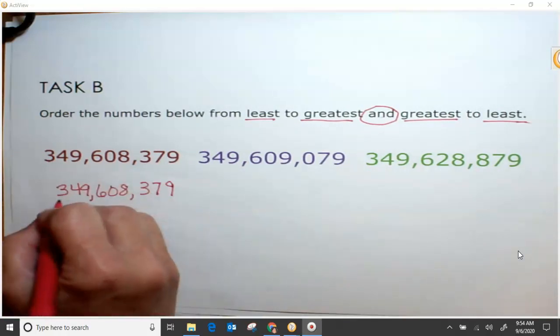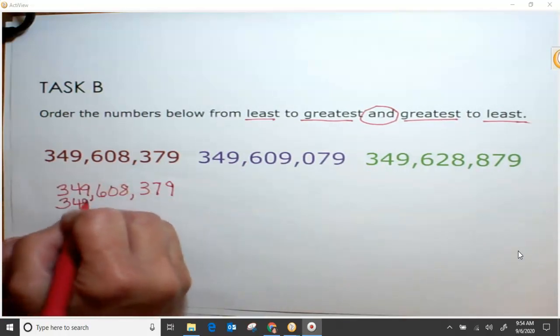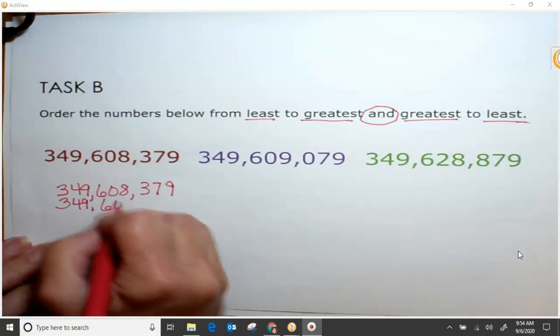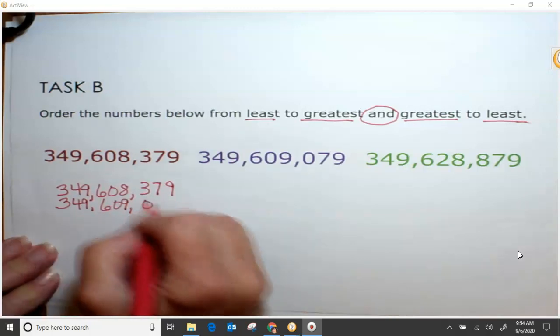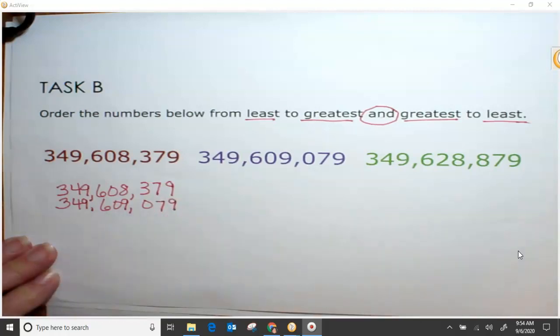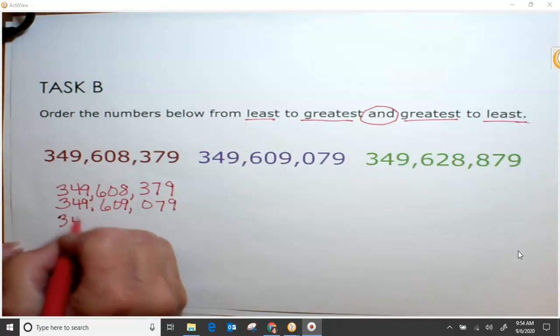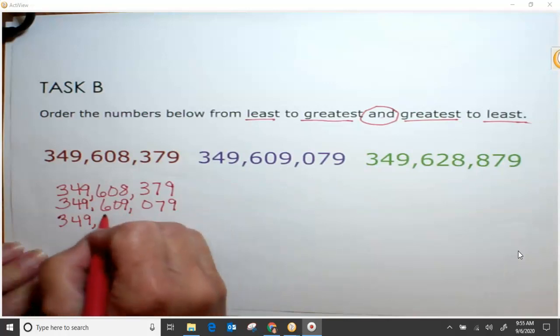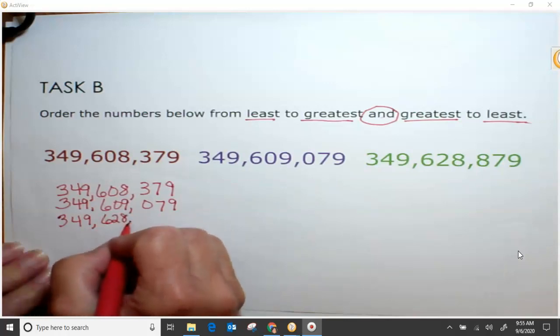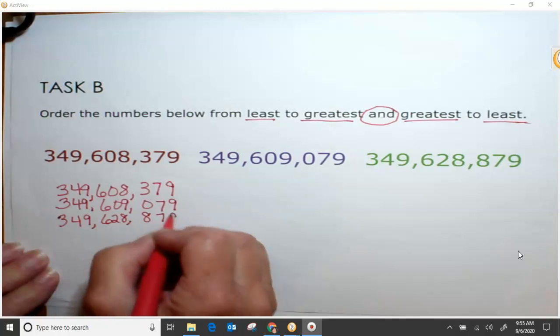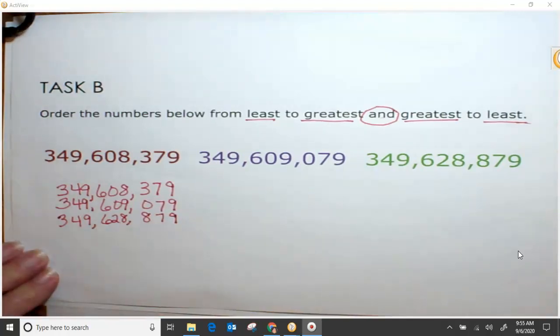349 million 609,079. And then my last one, I'm going to take it and write it underneath this one, 349,628,879. Okay, so from here, I can see how my place values line up. Okay, so looking at the greatest column, which is the 100 millions, I see that all of those have the same digit of 3.